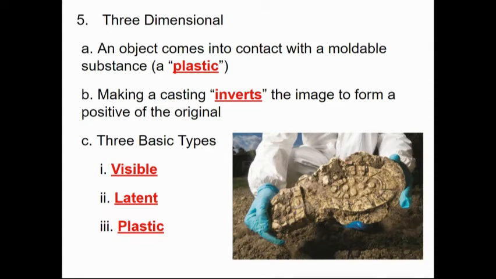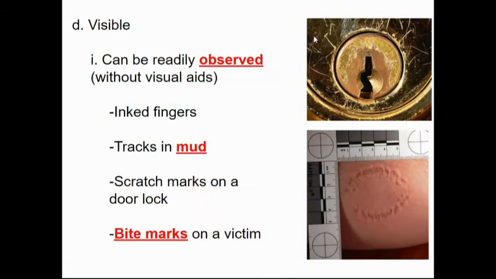So there's three basic types here to consider: visible, latent, and plastic. We use those same terms when we talked about fingerprints. Another term for visible was also patent, so you can see it. So talking about visible, easily observed without visual aids. Inked fingers, so literally fingerprints, could be a type of impression evidence here.